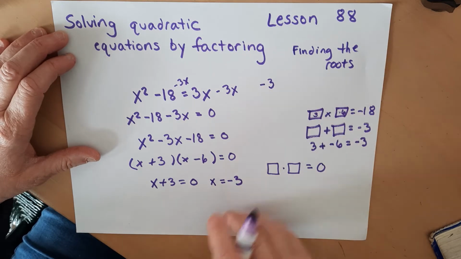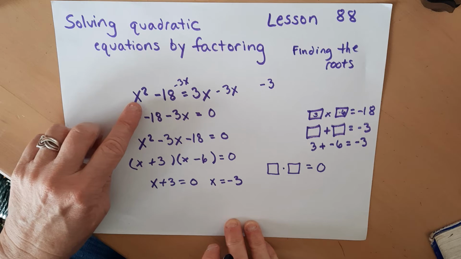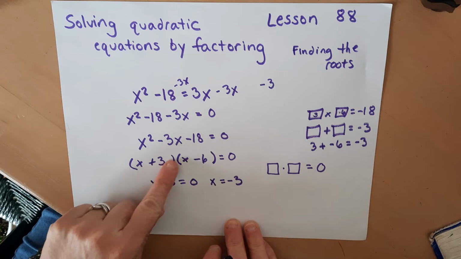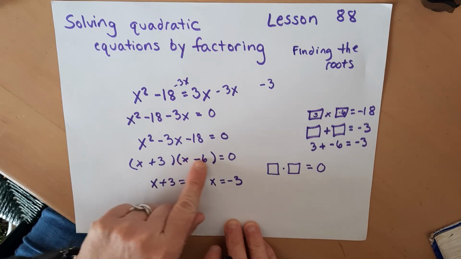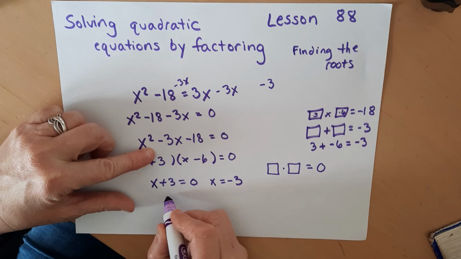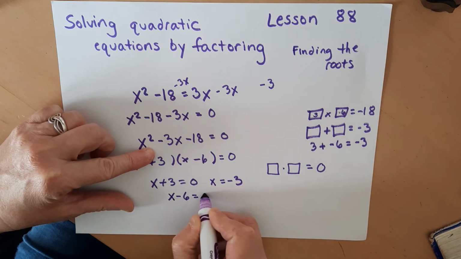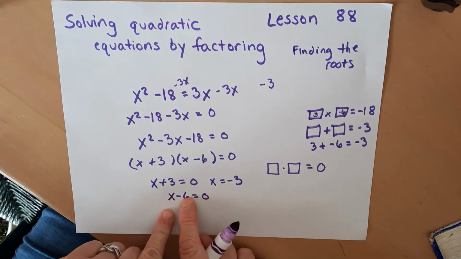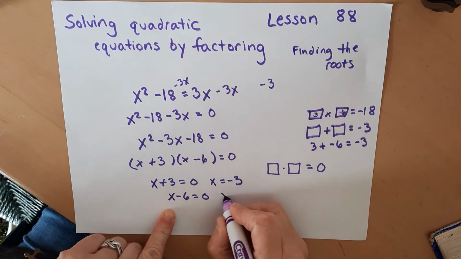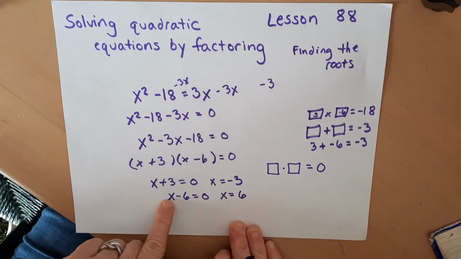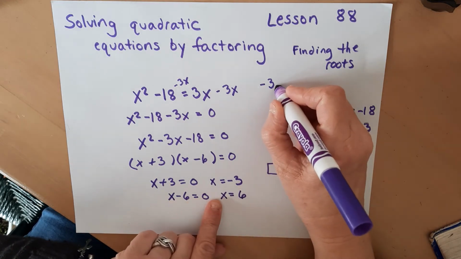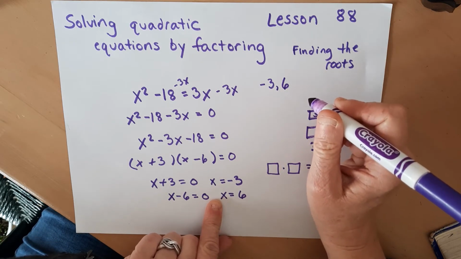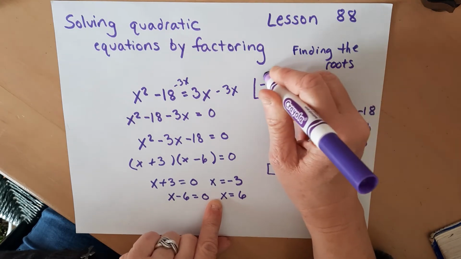And we'll put that right here. You'll find when we are solving quadratic equations where the x is squared, then you have more than one answer, because this could equal 0, but this could also equal 0. So right here, we have x minus 6, and we want to set that equal to 0. What does x need to be for this to be 0? x would need to be 6, because 6 minus 6 is 0. So we have negative 3 and 6, and both of those are answers to this problem.